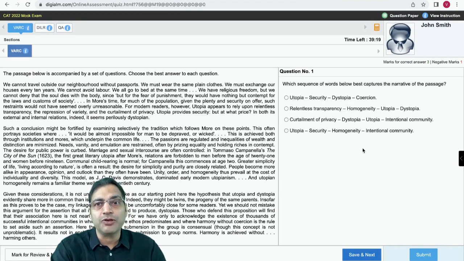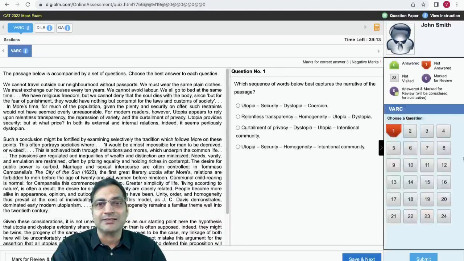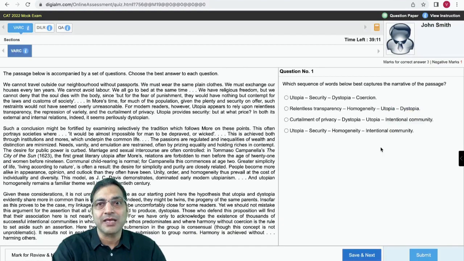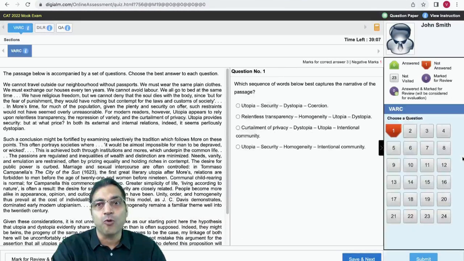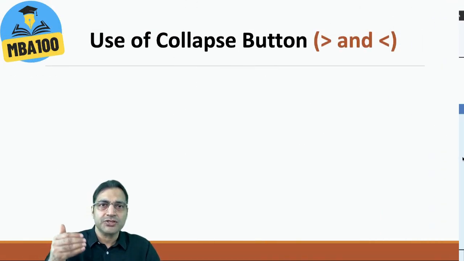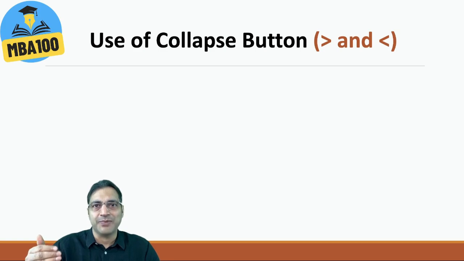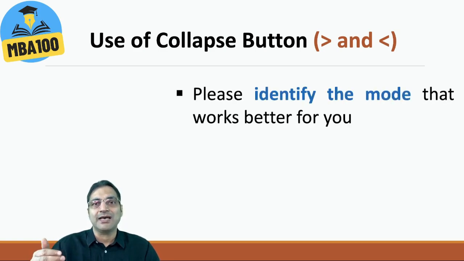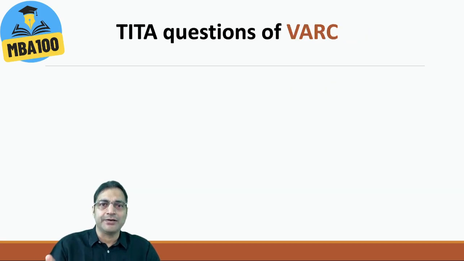So in this mode, you do not get to see the question palette. But why do you require the question palette all the time? So please use this at home and be very clear about this, that which mode is more comfortable for you. All right. So we just saw how to use the collapse button, right? Please identify the mode that works better for you and go ahead.